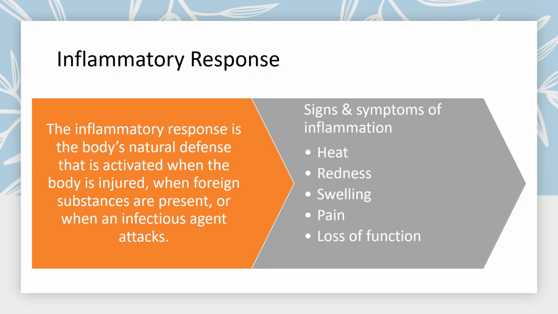The basic steps of inflammation are: number 1, recognition of harmful stimuli by pattern receptors. These are located on the surface of cells. 2, activation of the inflammatory pathway. 3, release of inflammatory markers. And 4, recruitment of inflammatory cells.